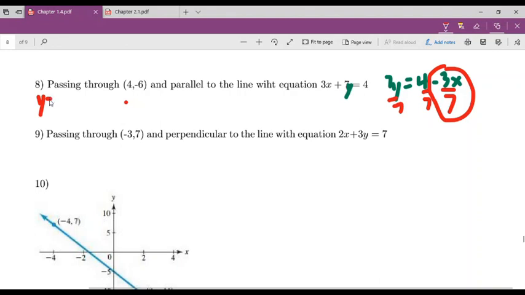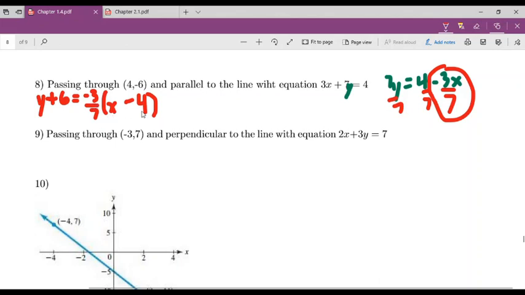Y minus y1, so that's actually going to turn to a positive because we've got 2 negatives, equals a -3/7 slope here, times x minus, our x1 here is a 4. So in point slope form, here's what we've got. We've got y plus 6 equals negative 3 over 7 times x minus 4.